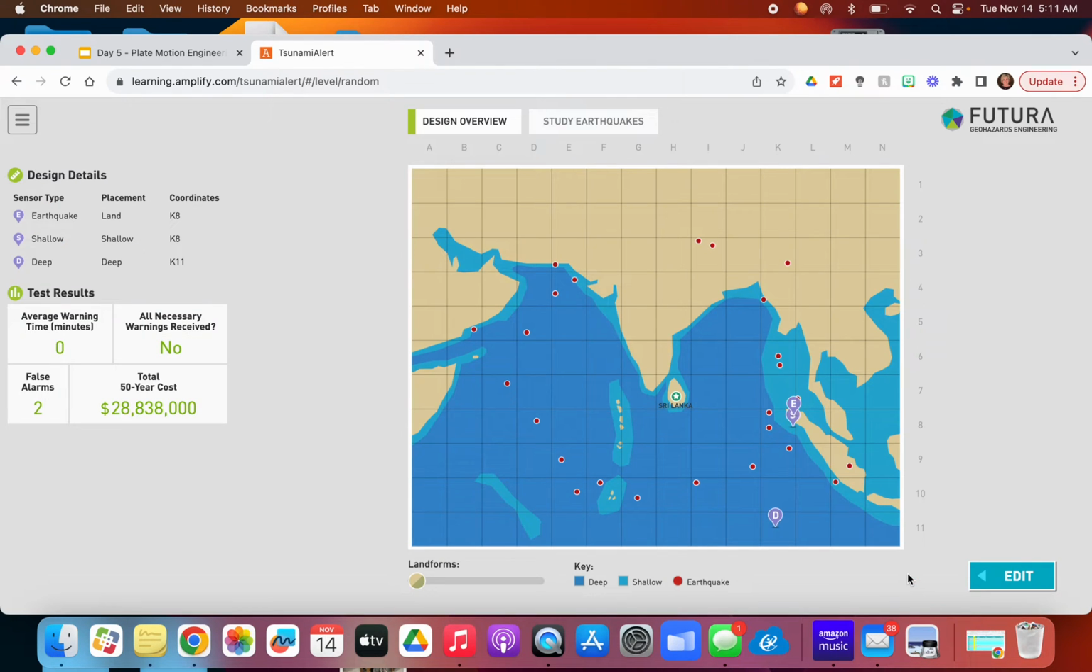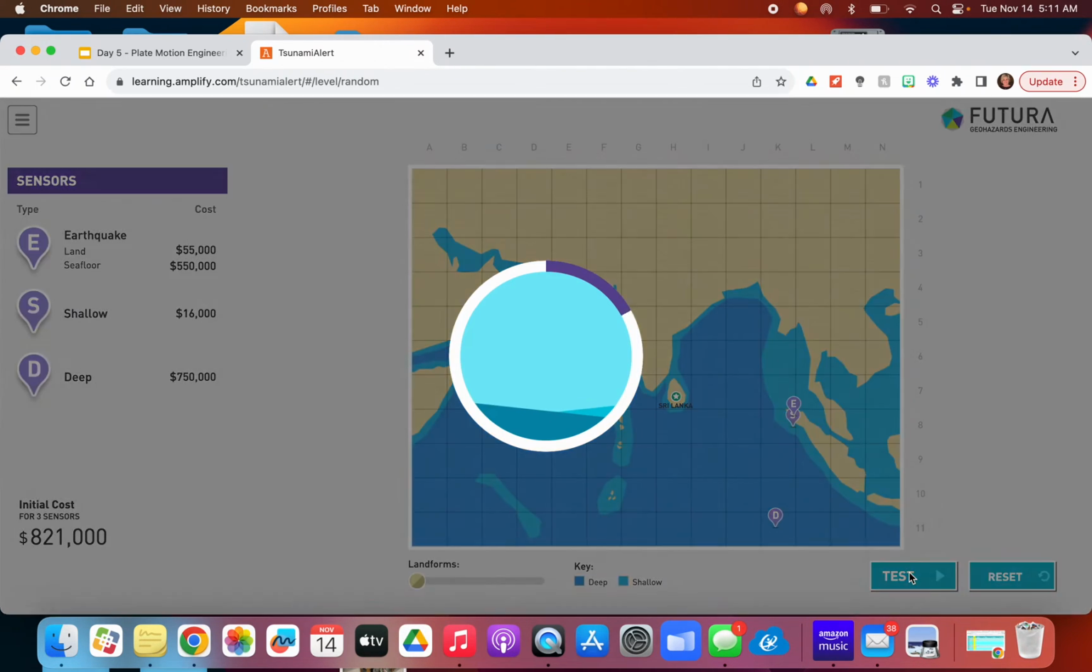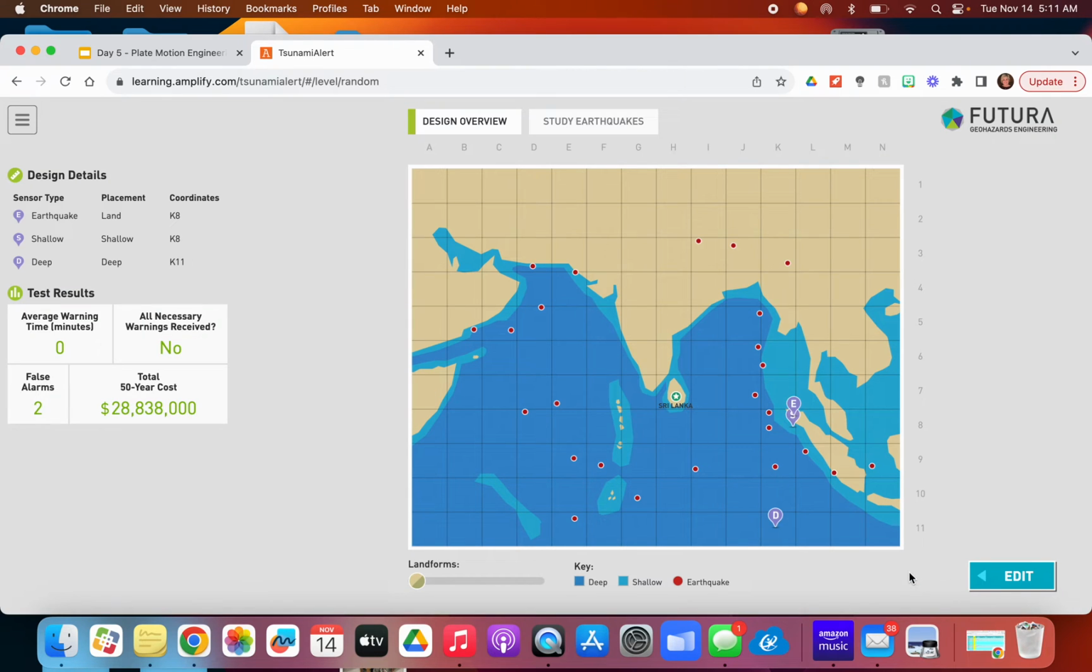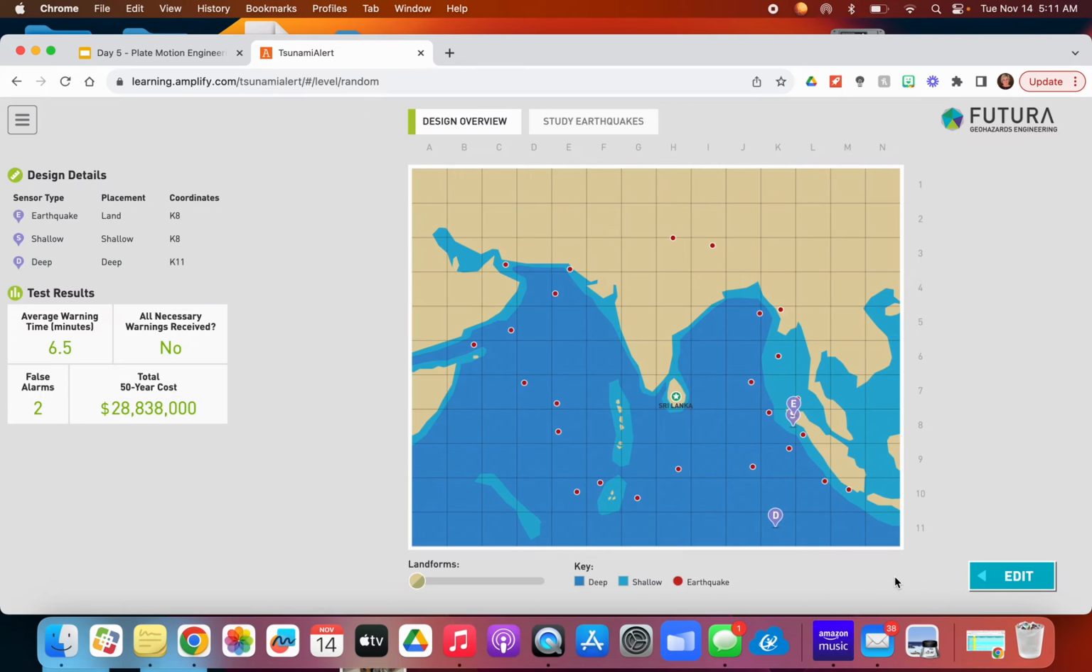You're going to notice that it's a random earthquake, right? But if you don't change anything and you just keep hitting test over and over again, you get a couple different scenarios. And I want the one that has the C3 earthquake in there. So I think that's it. I'm going to keep this one.